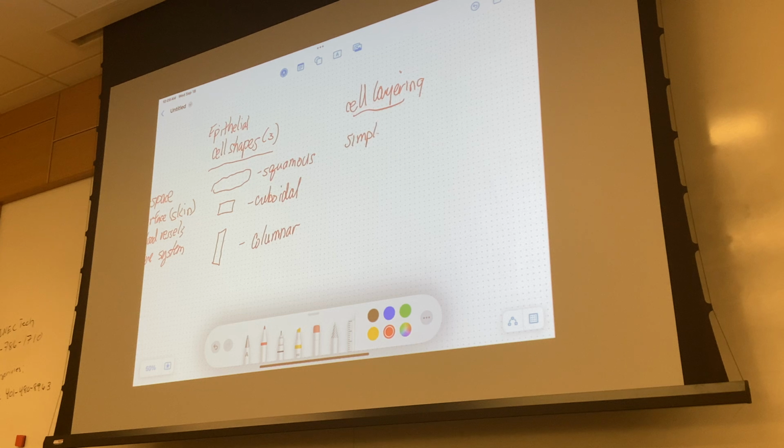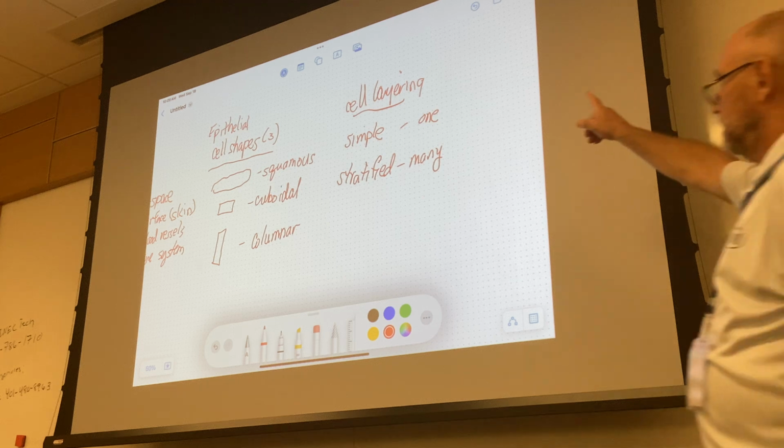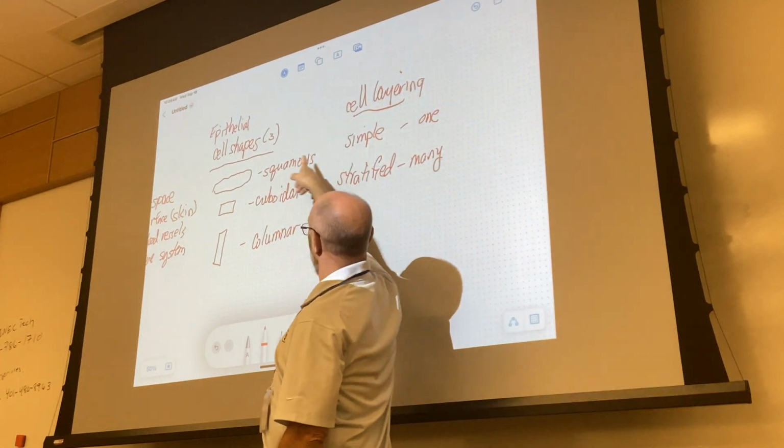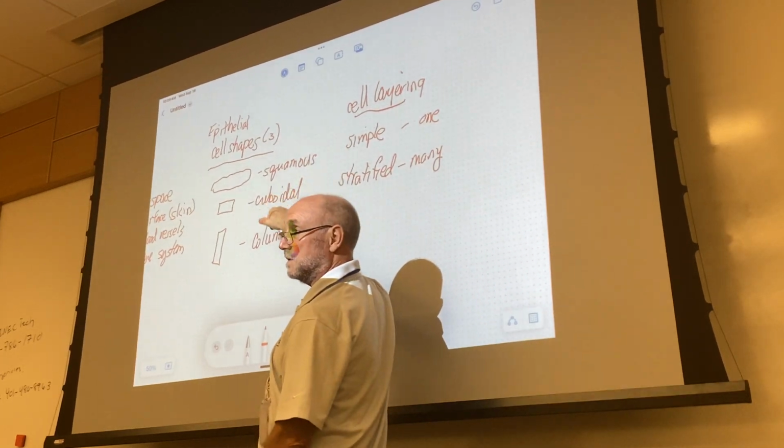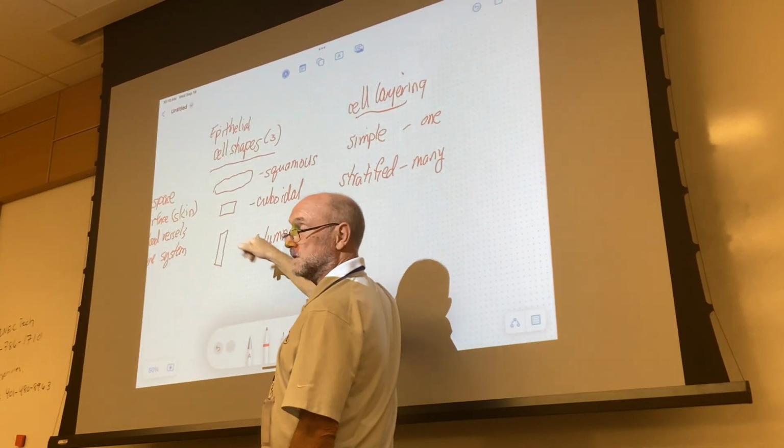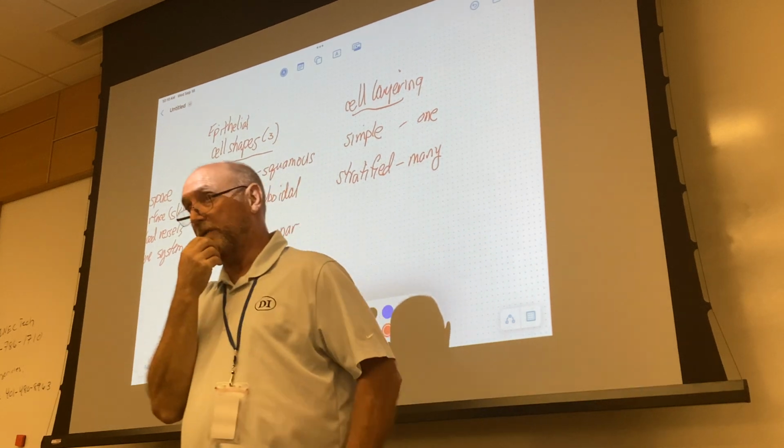When you're talking about layers of cells in epithelial tissue, if it's one, it's simple. If it's many, it's stratified. So now we can say simple squamous, simple cuboidal, simple columnar, stratified squamous, stratified cuboidal, stratified columnar. So we have six different types of epithelial tissue.